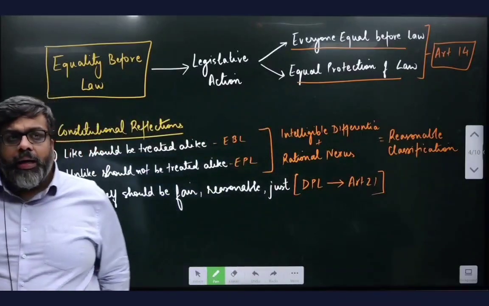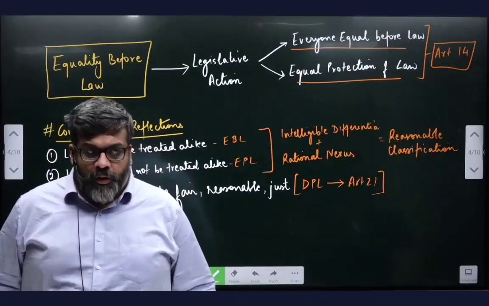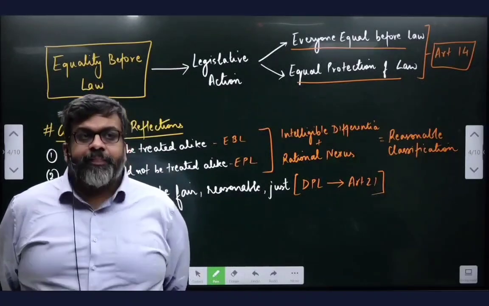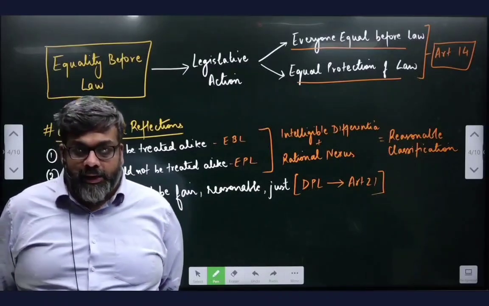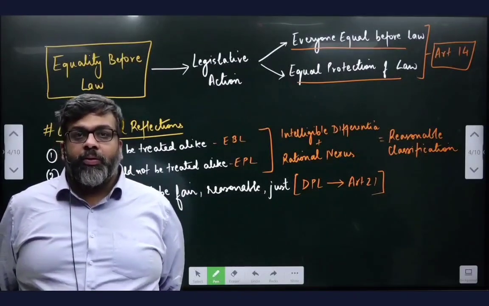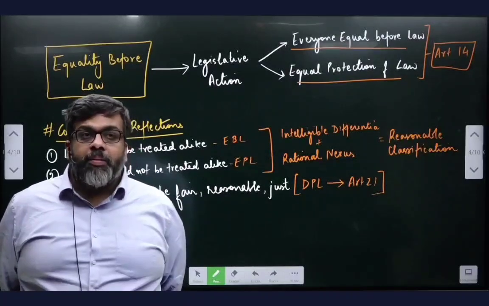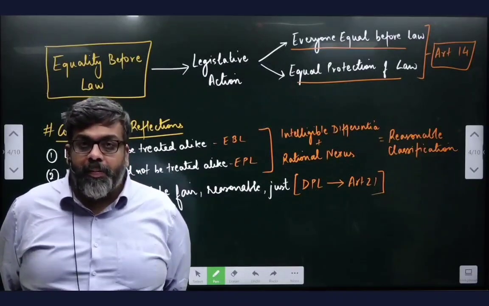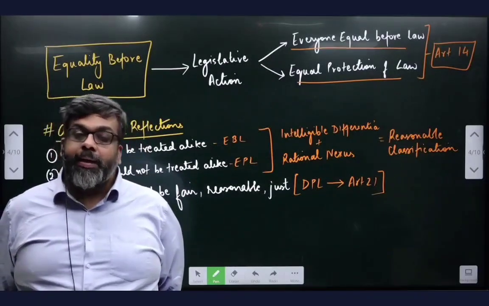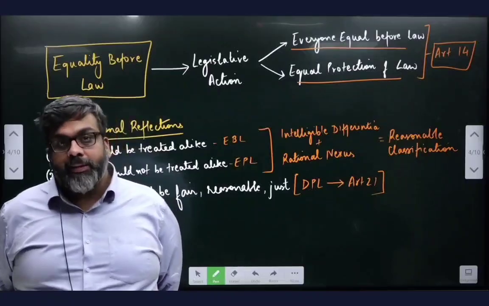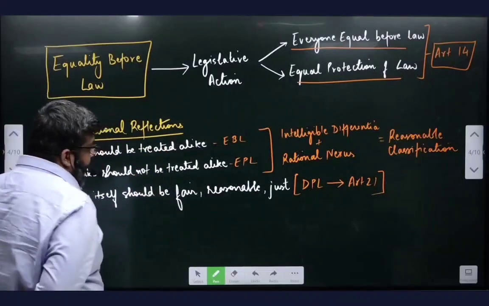Now, equality before law is a very straightforward application of rule of law. The relationship is, if the law has to be competent to be superior to everything else, that means the law must also be egalitarian in nature. The law in itself must be equally applicable to people irrespective of scenarios. Sometimes scenarios make it compelling for the law to be discriminatory. Let's understand this through some constitutional reflections.